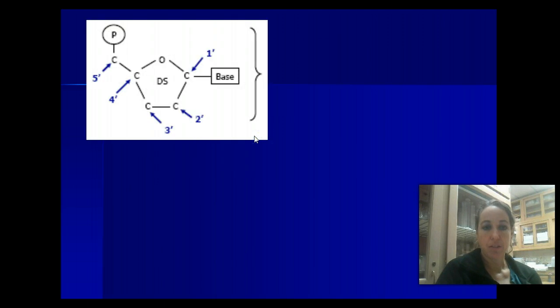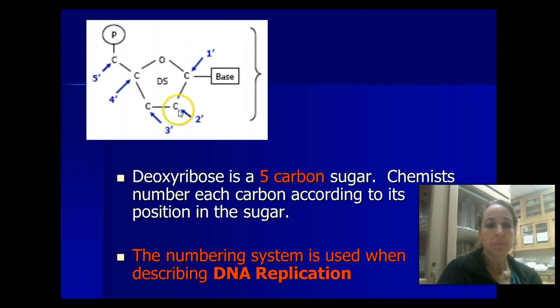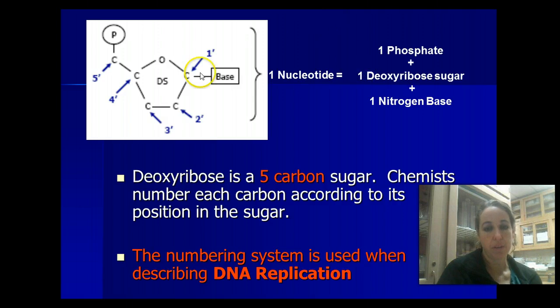Okay, so let's talk about the structure. So this is a nucleotide. We have our phosphate, our sugar, and our base. These numbers are really important, so make sure that you have this drawn correctly and that you have the numbers labeled. So remember that we said that it's a 5-carbon sugar, and we have to number each carbon. So carbon 1 is where we attach the base. Carbon 2 doesn't have anything attached. So let's just review, and we'll talk about the numbering in a second. So one nucleotide is one phosphate connected here to the 5', one sugar, which is where all the numbers are, and then one base, which attaches to the 1'.